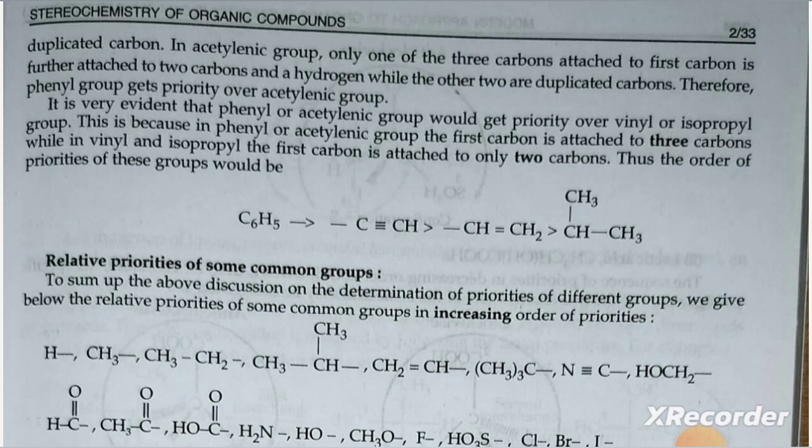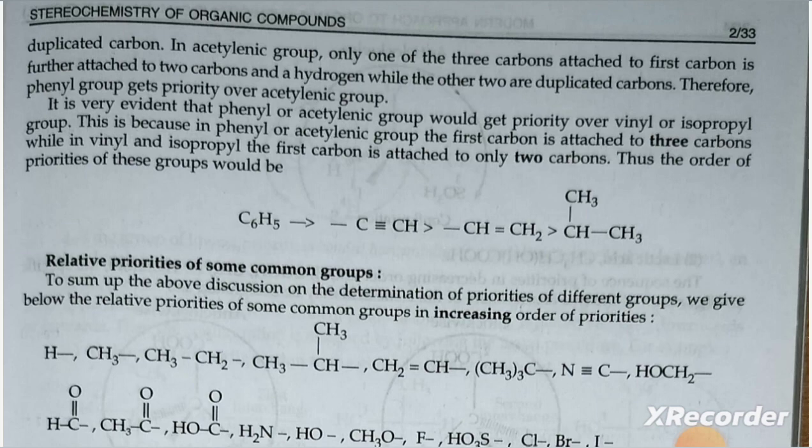It is very evident that phenyl or acetylenic group would get priority over vinyl or isopropyl group. This is because in phenyl or acetylenic group, the first carbon is attached to three carbon, while in vinyl and isopropyl, the first carbon is attached to only two carbon. Thus, the order of priority of these groups would be C6H5 greater than single bond C triple bond CH greater than single bond CH double bond CH2 greater than isopropyl.